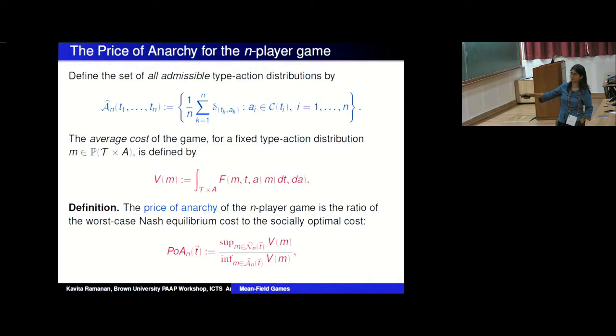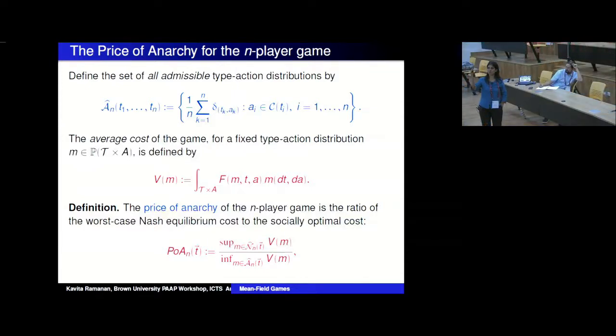worst case Nash equilibrium cost to the socially optimal cost. I hope I haven't made a mistake, because I was doing suprema. Actually, I think this is done with infimization in mind, so we'll have to change it. We're doing infimizations instead of supremum, so assume that we're doing infimizations and not maximizations.